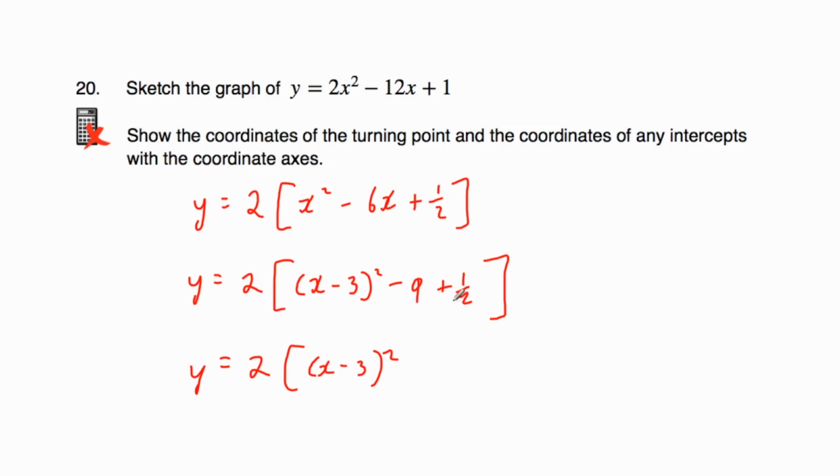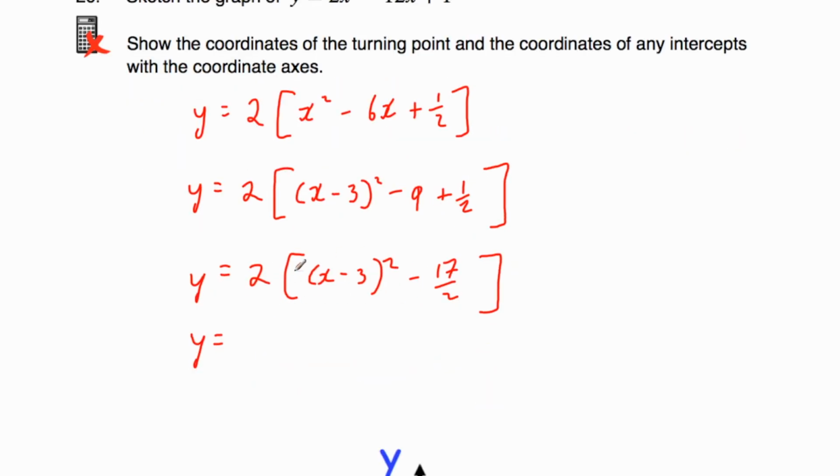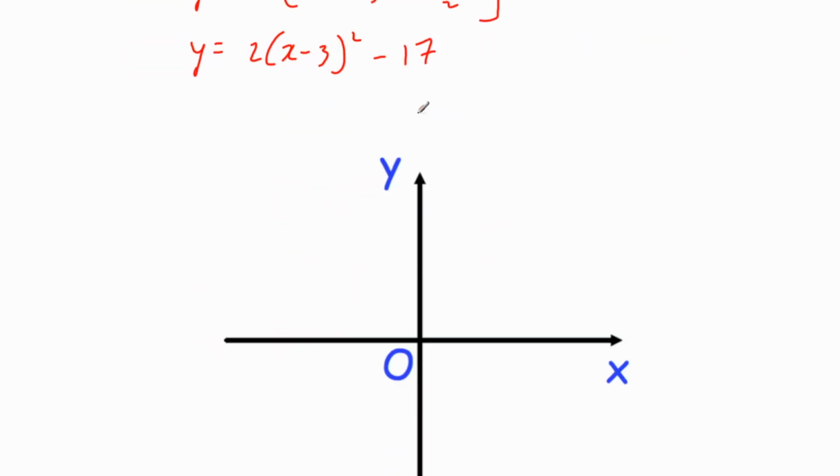So minus 9 plus a half would be minus 8.5. I'm going to actually write it as minus 17 over 2, because 17 over 2 is 8.5, and then our square brackets. And then I'm going to expand here, so 2 times this would be 2 (x minus 3) squared. And then we've got 2 times minus 17 over 2. Well, that's going to be minus 17, because remember 2 times minus 8.5 would be minus 17. Okay, so we've done our completing the square.